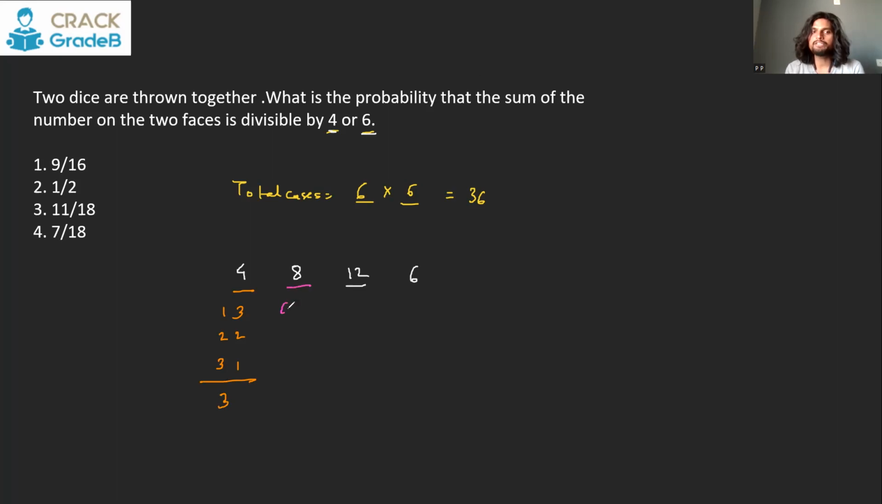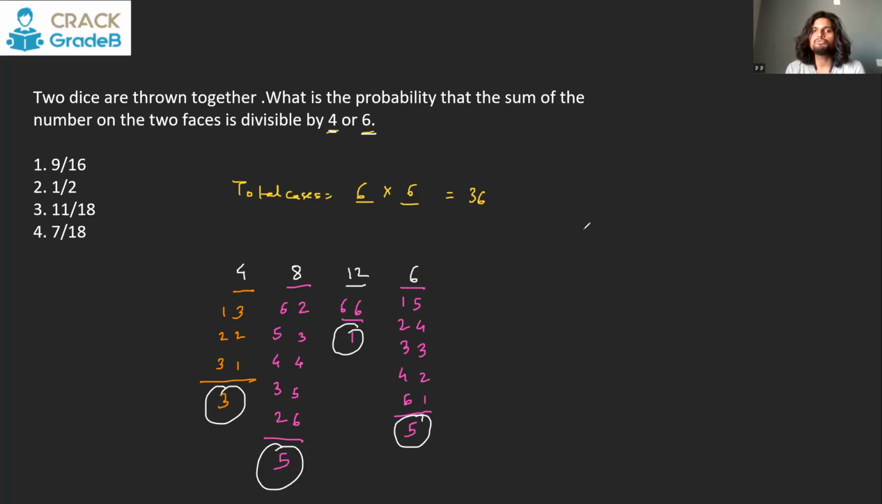For 8, you have to start with the extreme 6, decrease this by 1, increase this by 1, and so on: 3, 5, 2, 6. That means there are a total of 5 cases. In case of 12, there is only one case. Both have to be 6. In case of 6, we have 1, 5, 2, 4, 3, 3, 4, 2, and 5, 1. Such 5 cases. So that means we have a total of 3 plus 5, 8 plus 1, 9 plus 5. Total 14 cases out of 36 which are favorable. So the probability will be 7 upon 18. So the answer here is 7 upon 18.